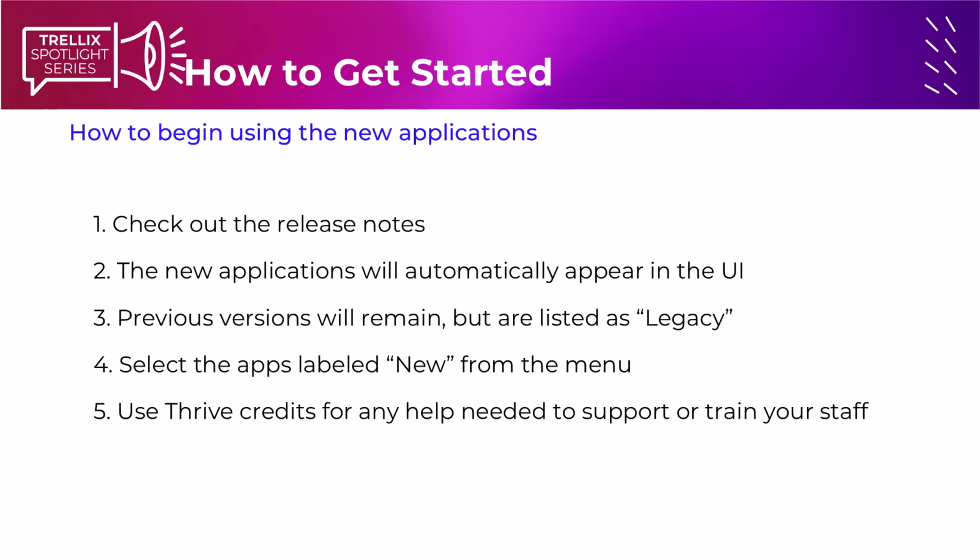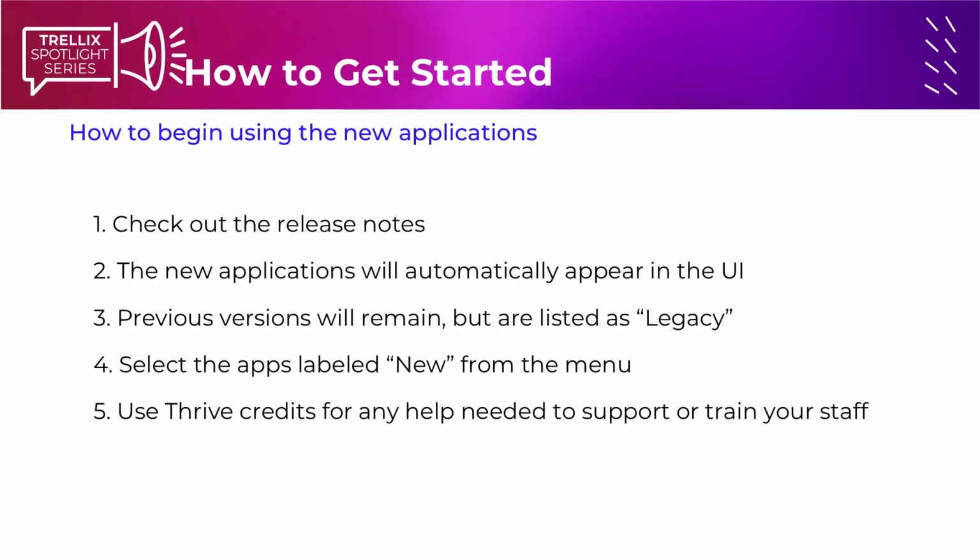And that brings us to number 3. Previous versions will remain, but will be listed as legacy. So as you navigate to the top left pancake menu, you'll see that applications have one of 3 tags. Legacy being the previous versions that will remain, new, which will be these new applications that you just saw, and then beta. If something is a beta application, it'll be tagged as beta in that menu as well.